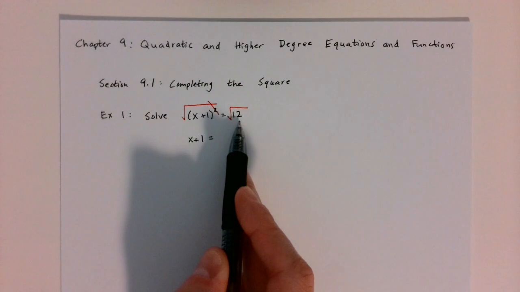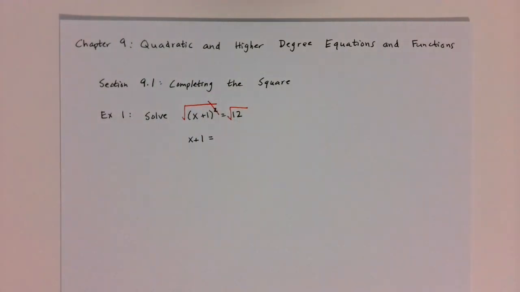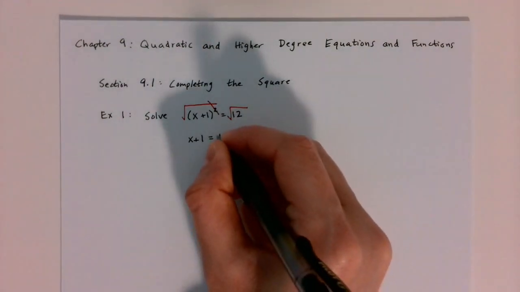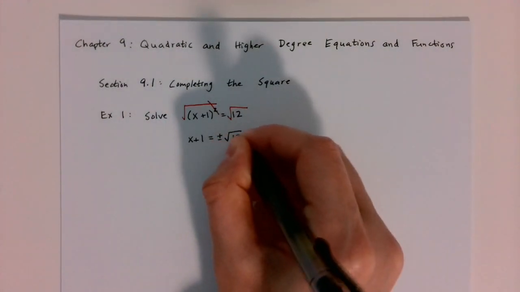And on the right side, I have to be careful because anytime I take a square root, there are two possible answers, right? If you think about the square root of 9, technically, we can have 3 or -3 because 3 times 3 is 9, but -3 times -3 is also 9. So there are two possible answers. So I'm going to write this as plus or minus radical 12.